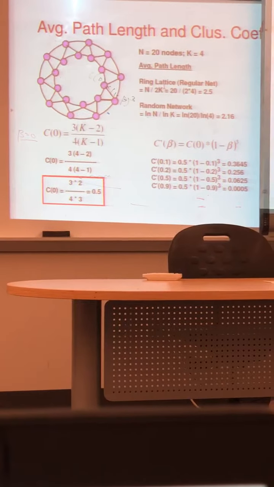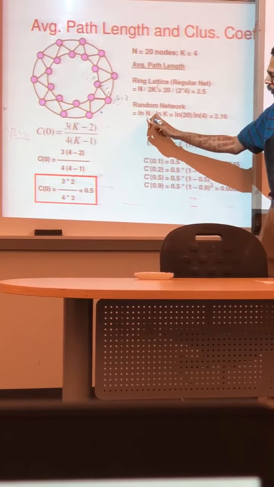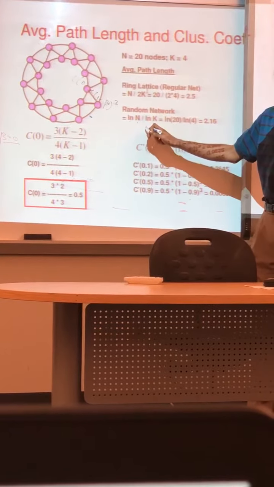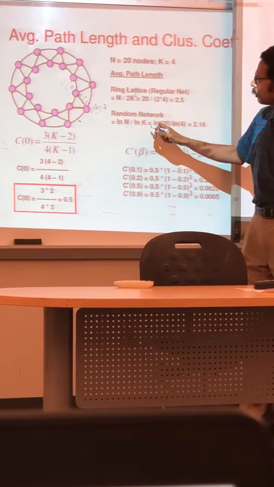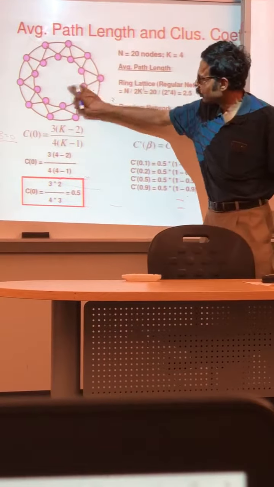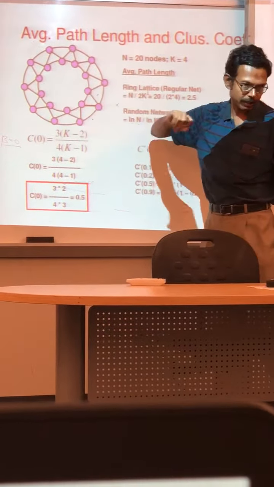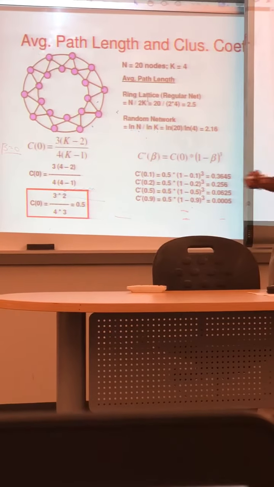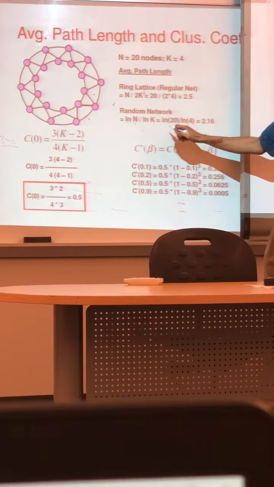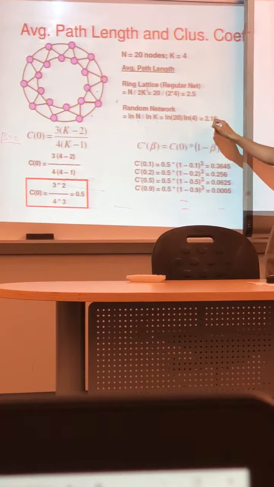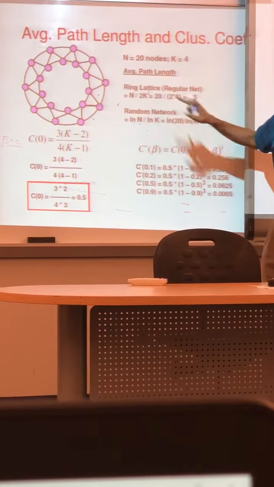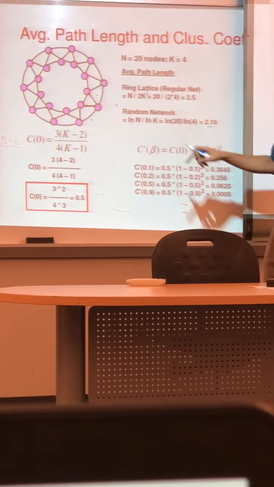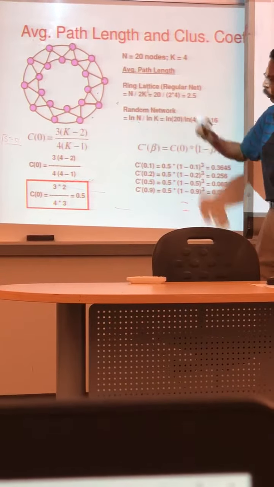The average path length is given by the logarithm of the number of nodes divided by the logarithm of the average degree. Okay. So here we start with a k-regular graph, with k equals 4. So we can use that as the average degree and find the average path length in the random network. For a regular network, the formula for average path length is very simple. It is n over 2k.